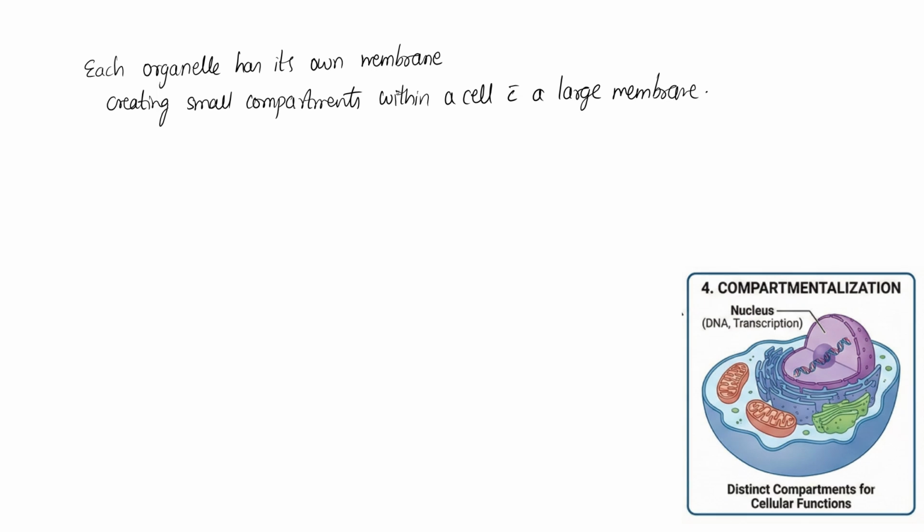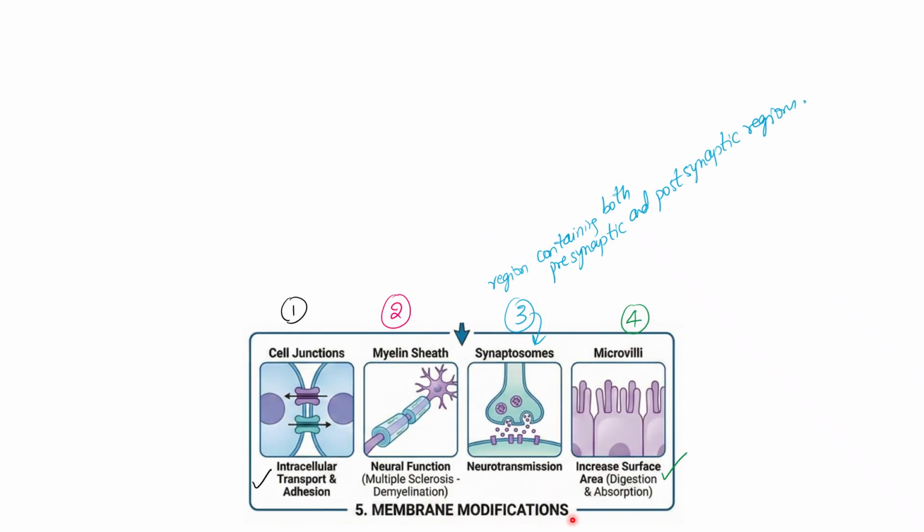And finally, membrane modifications. There are four modifications of the membranes. One is near the cell junctions. Near the cell junctions, because the membranes are modified, they help in intracellular transport and adhesions, cell-cell communication, and cell transport. In neural function, coming to the neuronal cells, formation of the myelin sheath is also one of the membrane modifications. If the myelin sheath is defective, it can result in a disease called multiple sclerosis.